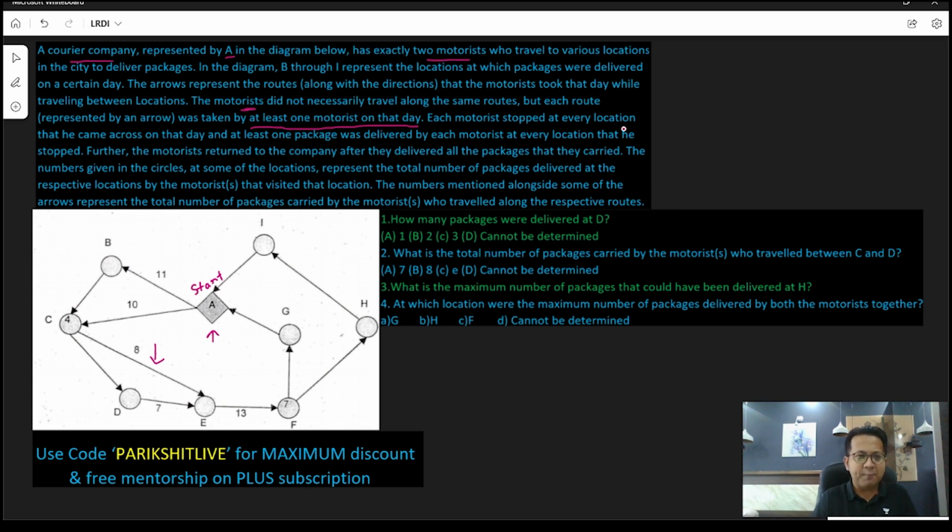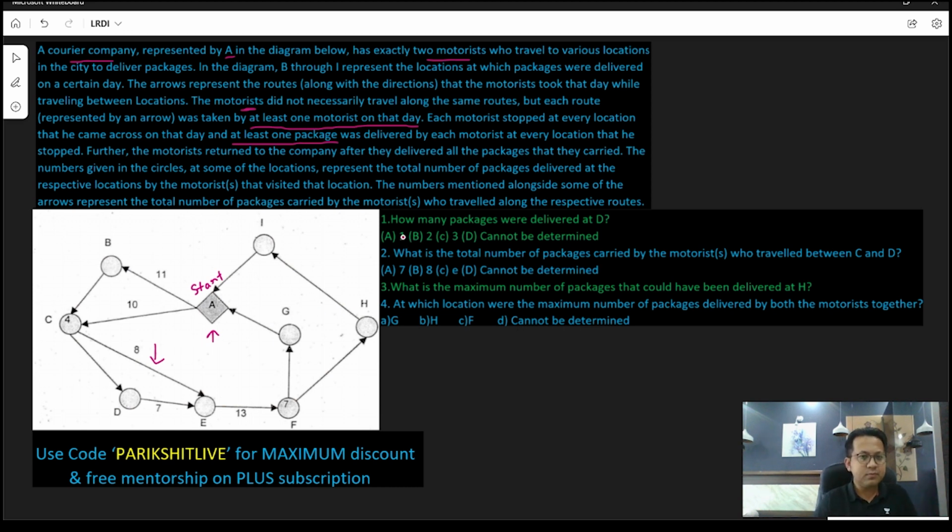Each motorist stopped at every location that he came across on that day, and at least one package, so minimum one package, was delivered by each motorist at every location that he stopped. So B to I are the delivery locations. Let's say a motorist is going from A to C, he necessarily has to stop at C and deliver minimum one package. You get the point? Every motorist would stop at every delivery location that he came across and deliver minimum one package.